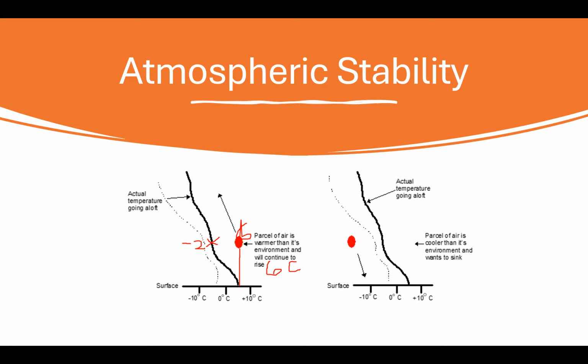So guess what's going to happen? This parcel is going to continue to rise in the vertical. This is an unstable situation. I'll make a U for this. That's unstable on the left.